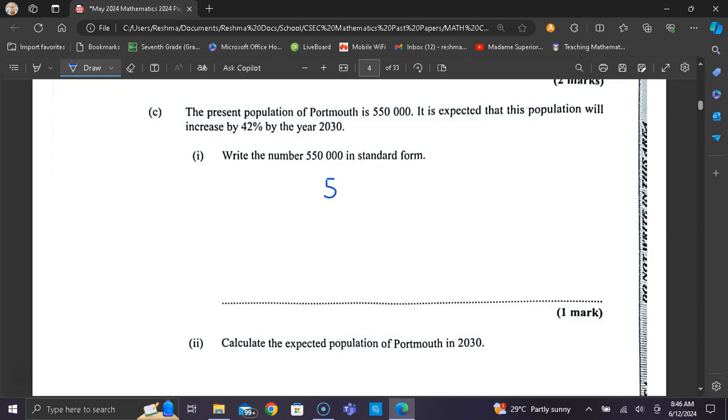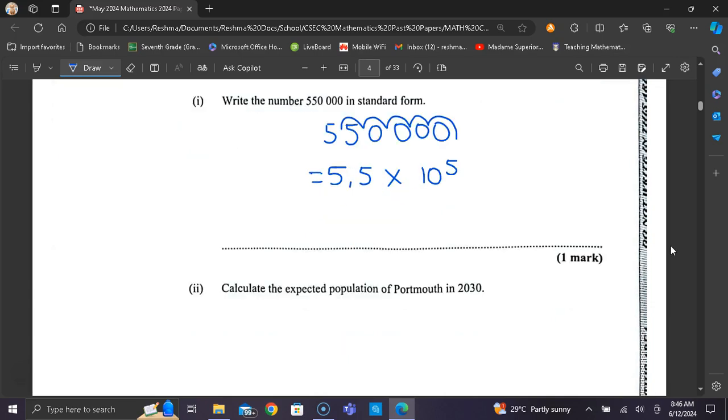So to convert a number to standard form, in this case 550,000, first we have to move the decimal point 1, 2, 3, 4, 5 places to the left until we get a number that is between 1 and 10. So we get 5.5, and we have to multiply that by 10 to the power of the number of places that we moved the decimal point, which is 5. Okay, so it's 5.5 × 10^5 in standard form. Right, so that's an easy 1 mark.